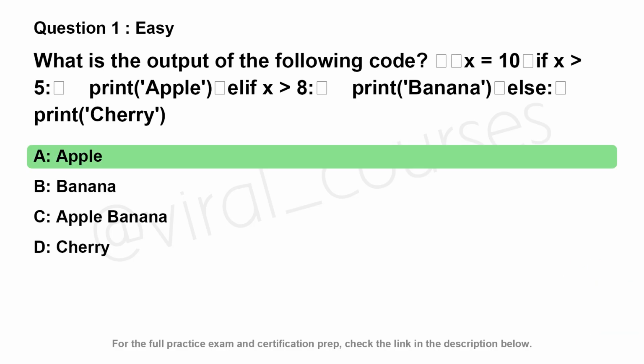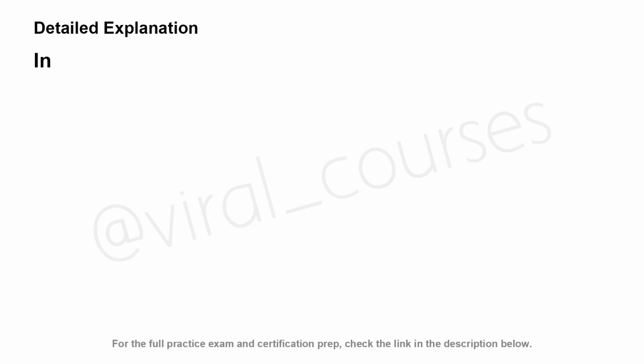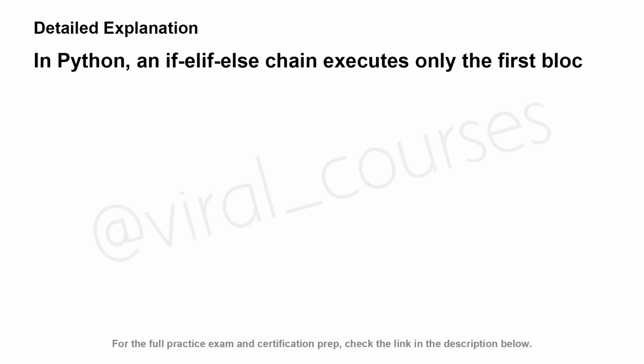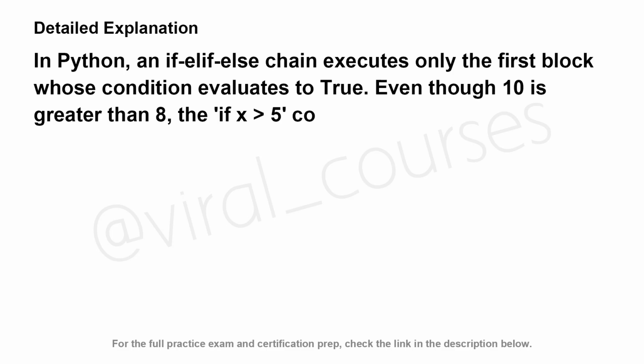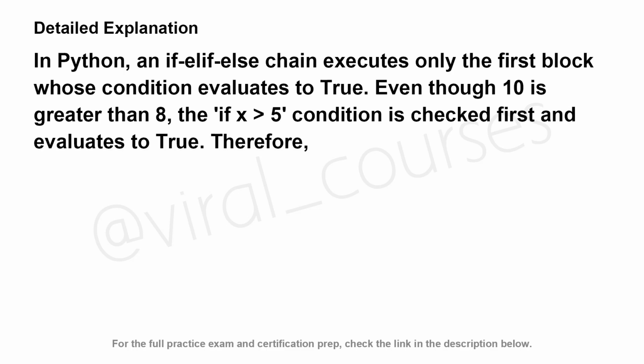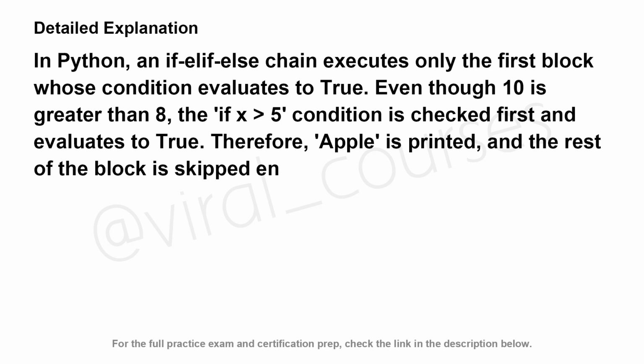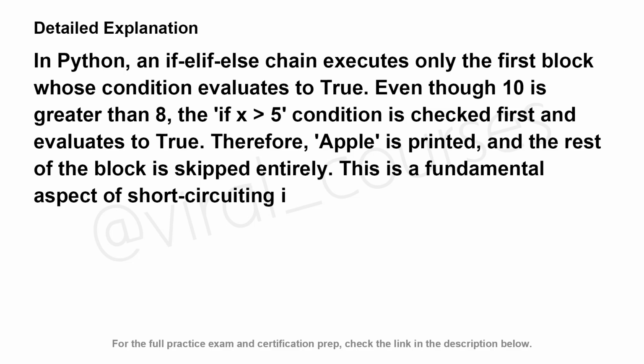The correct answer is A. In Python, an if-else chain executes only the first block whose condition evaluates to true. Even though 10 is greater than 8, the if x > 5 condition is checked first and evaluates to true. Therefore, apple is printed, and the rest of the block is skipped entirely. This is a fundamental aspect of short-circuiting in conditional branching.